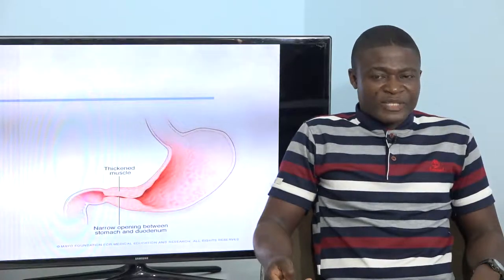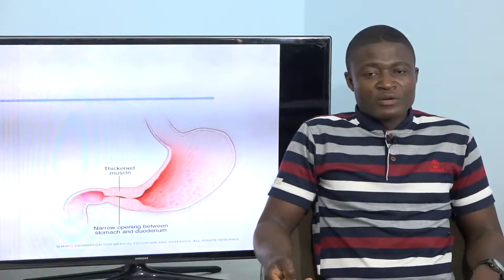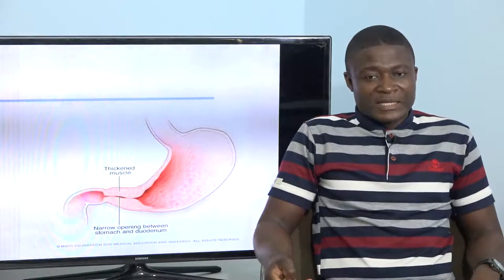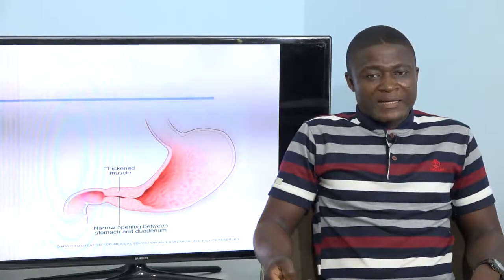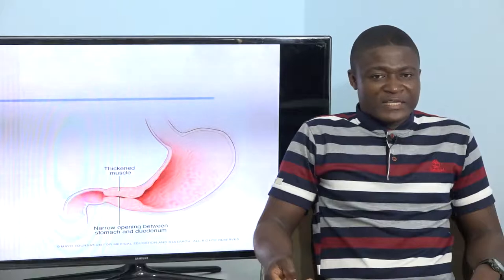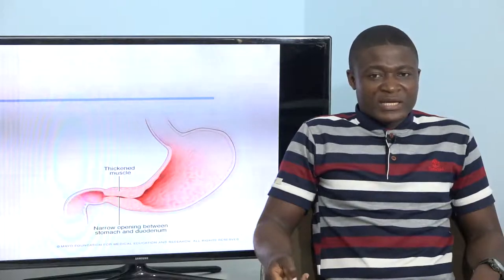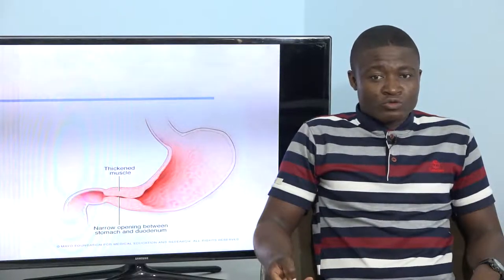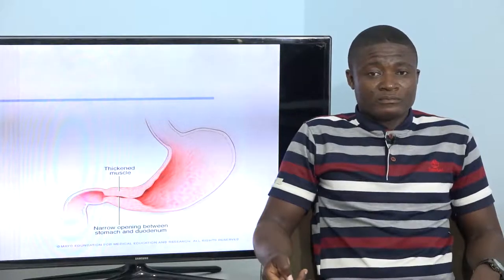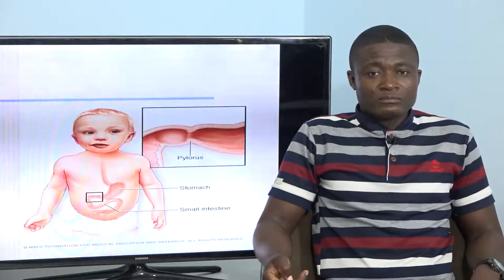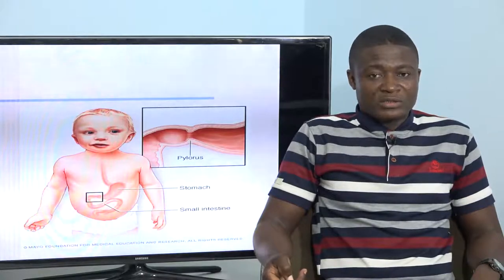So this is a typical picture of a narrowed pylorus. You can see it clearly here. You can see the esophagus up there, and then the stomach, and then the pylorus, after which it enters into the intestines. But unfortunately, the pylorus segment is narrowed, so content from the stomach is not able to flow into the intestines. This is another example. You can see the picture.